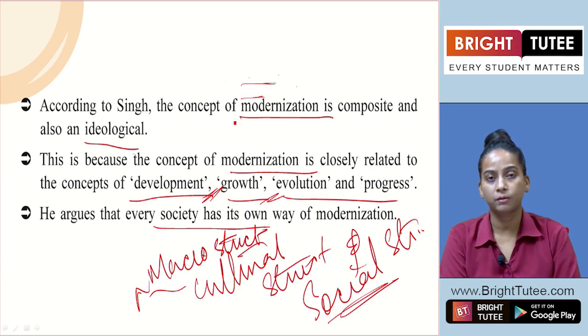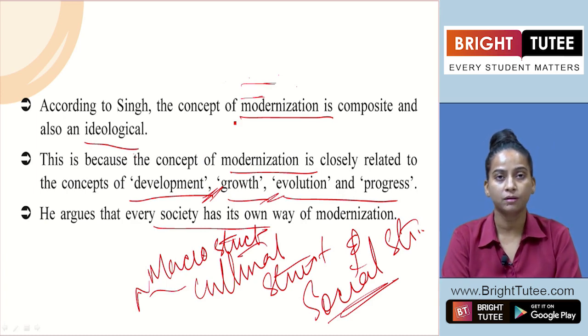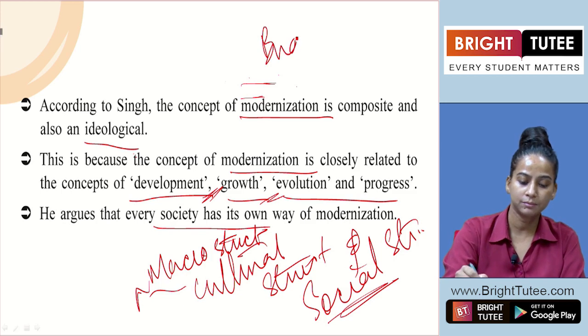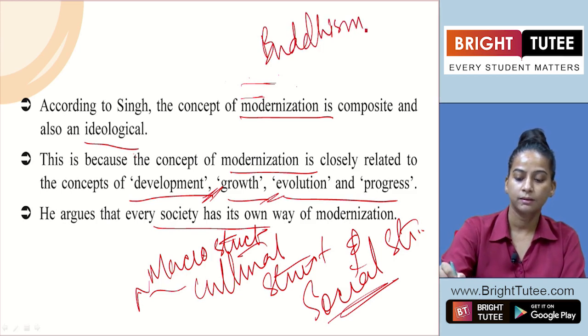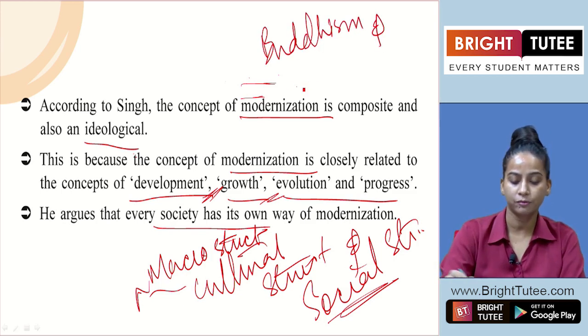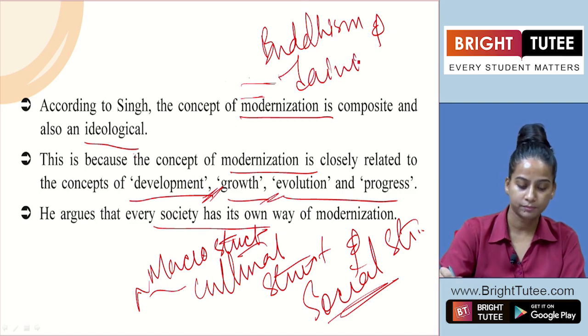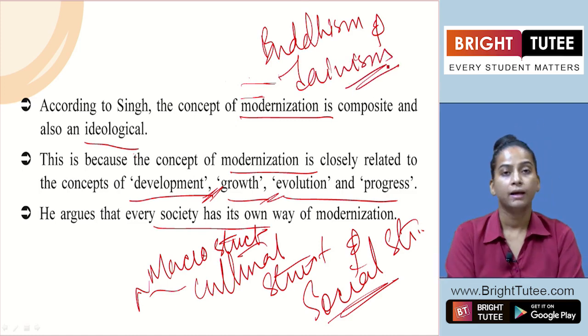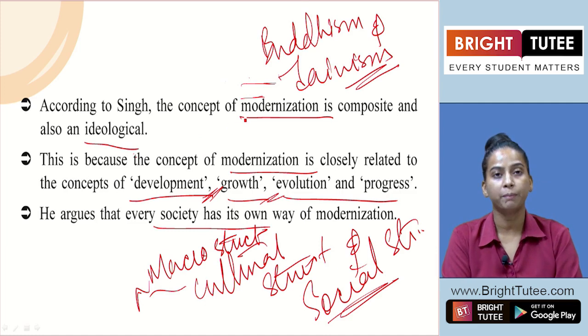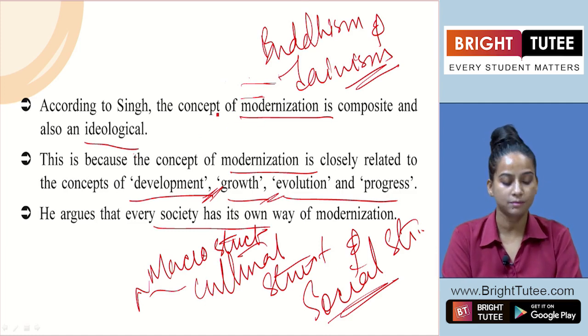While he was talking about changes occurring in the society, he also identifies that these changes have been brought by Buddhism as well as Jainism. He then looks at the impact of Islam and Western civilization on Indian society and the changes that have taken place in Indian culture.